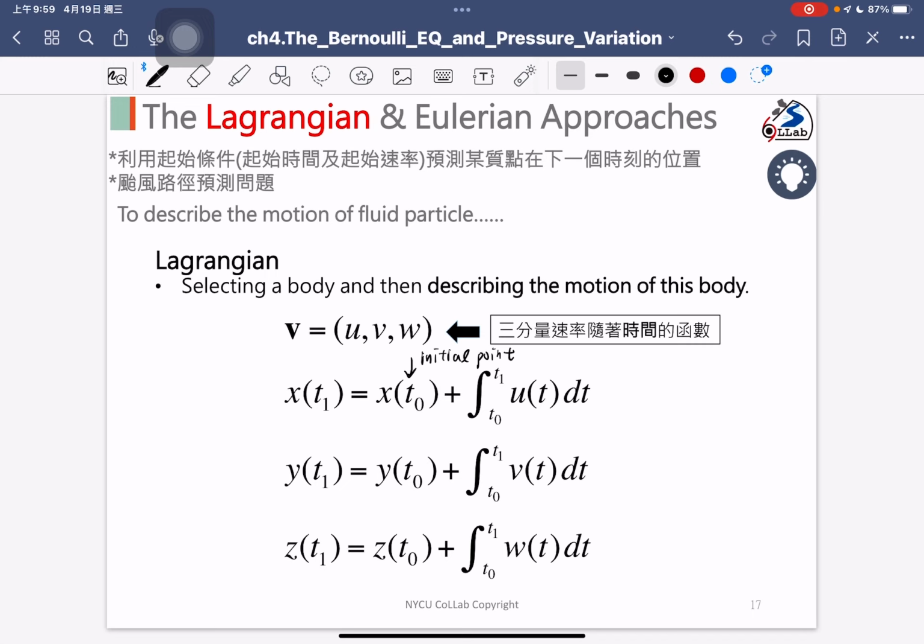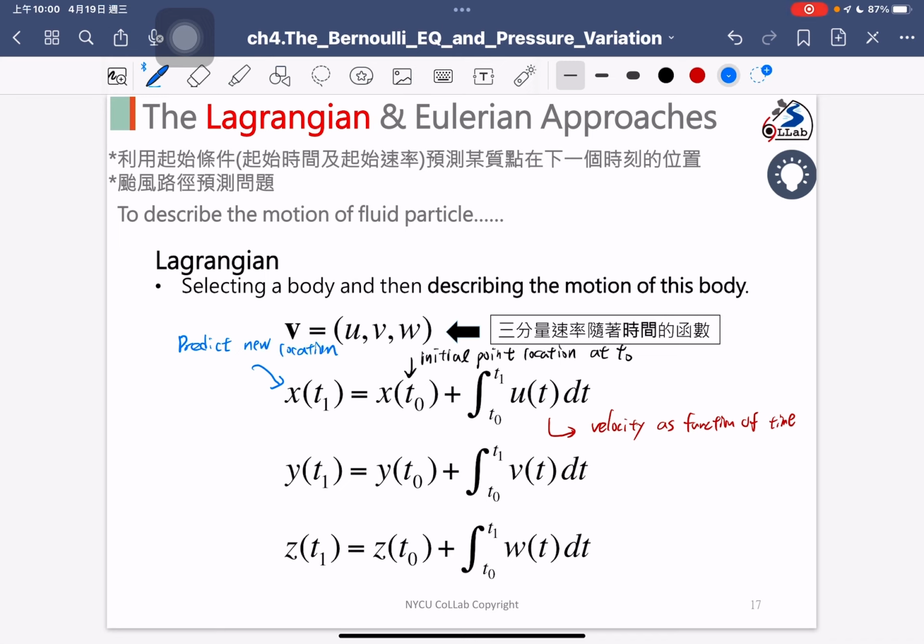So this is our initial point locations at time 0, okay? So for the Lagrangian, we should know the initial point locations, and then we should know the velocity as a function of time. So there is no spatial variable. We only need to know the velocity changing with the time function. And then we can predict the new location.